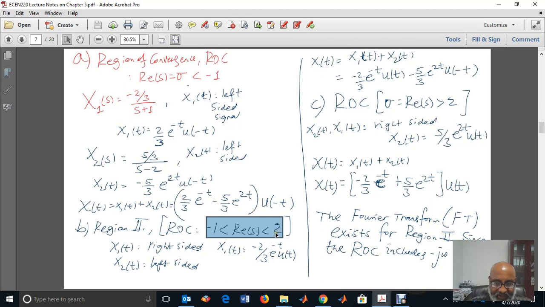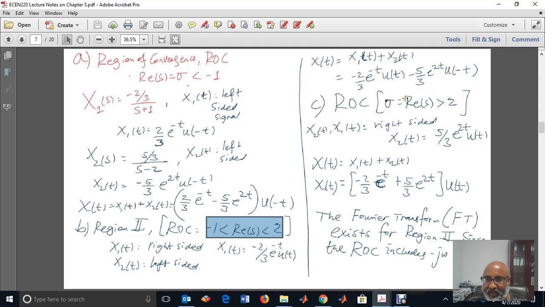And what about the second one? The second one is less than 2, and less than 2 means left-sided. So the first one is right-sided, the second one left-sided. And for the two, the common will be the two signals. When I combine the two signals, it will be minus 2 over 3 e raised to minus t u t minus 5 over 3 e raised to 2t u minus t.